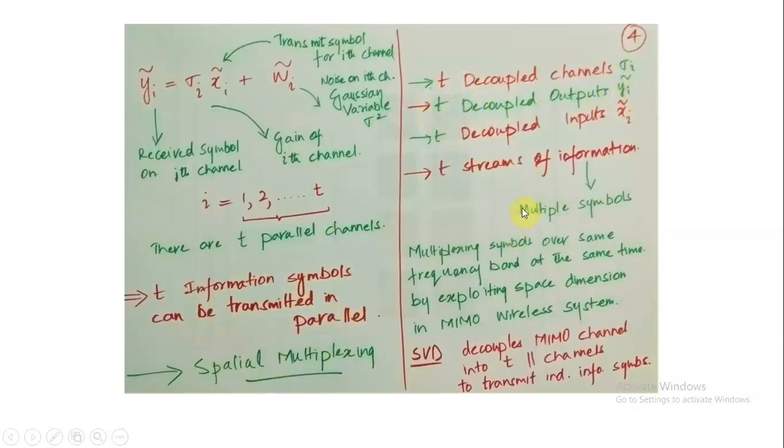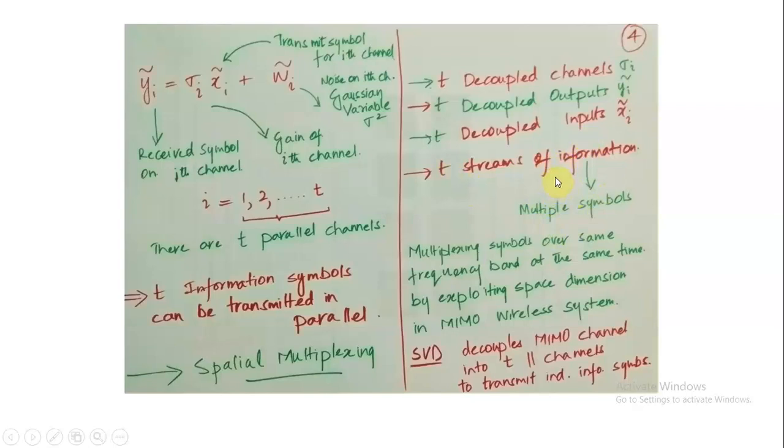Why do I mean decoupled? Because the channels are separate, they are parallel, they are not mixed with each other, they are not dependent on each other. This is done because of the SVD decomposition and because of the diagonal matrix, because the non-diagonal elements are giving the value of 0. So we have T streams of information. What does it mean? At the same time and in the same frequency band, we are sending multiple symbols. That is why it is called multiplexing.